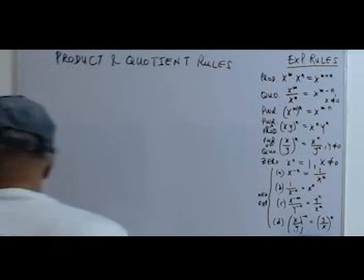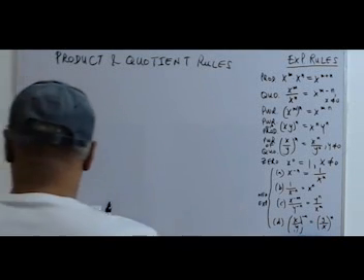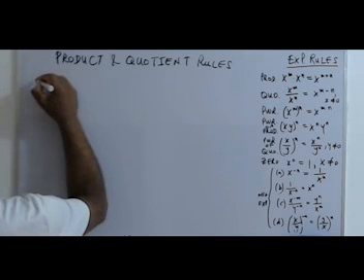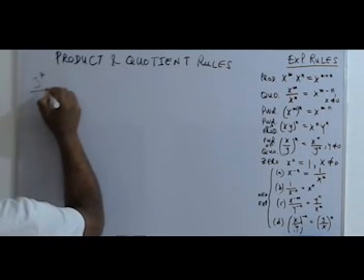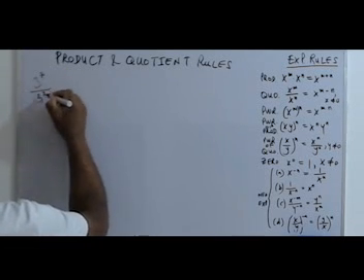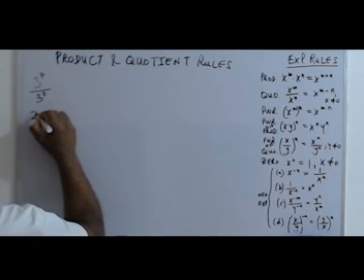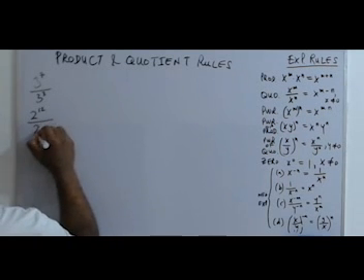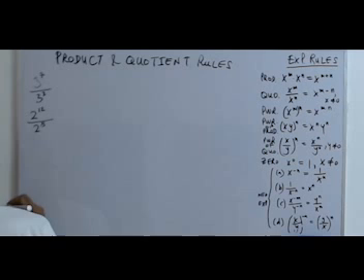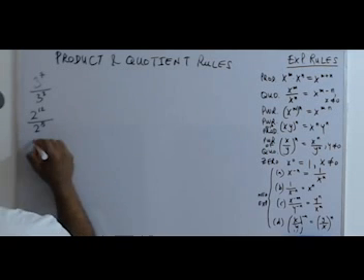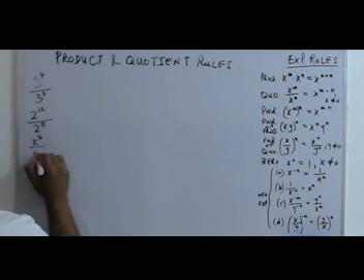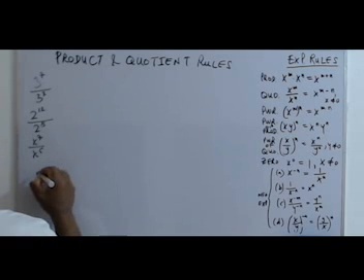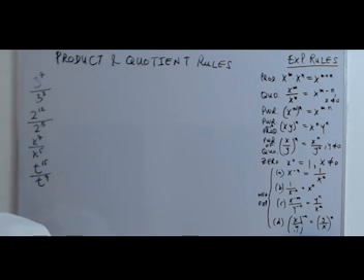In the first one here, we have 3 to the 7 divided by 3 cubed. Next, we have 2 to the 12 divided by 2 to the 8. We have x to the 7 divided by x to the 5th. We have t to the 15th divided by t to the 9th. And last, we have u to the 5th divided by v squared.